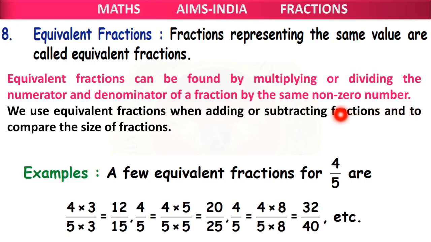And what do we mean by a non-zero number? Any number other than 0. Yes, any number other than 0. We need to multiply or divide the numerator and denominator by the same non-zero number. And where do we use these equivalent fractions? Why are they important? They are used when adding or subtracting fractions and to compare the size of fractions.